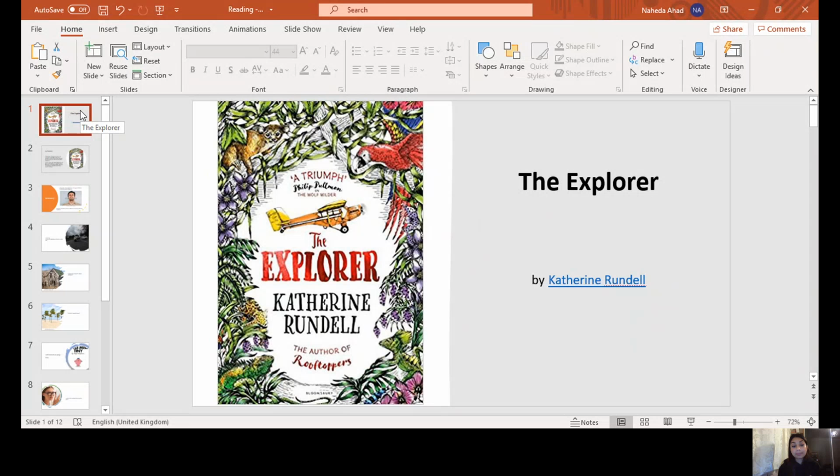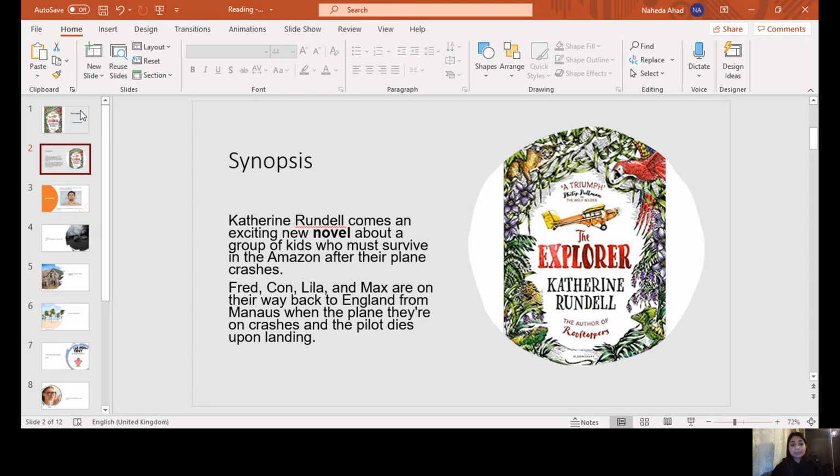So firstly, this is a picture of the book. Unfortunately, you can't see it in real life. However, virtually is great. It's called The Explorer by Katherine Rundell, and this book is about 4 children who must survive in the Amazon after their plane crashes.